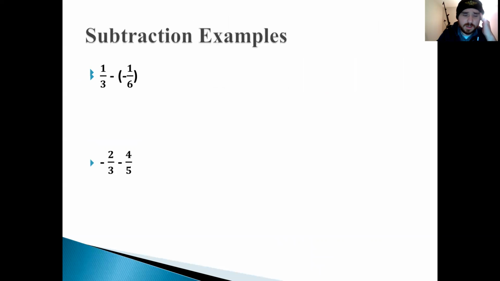Now, again, we're going to skip story problems, so we'll just go straight into what we've got on our actual note sheet. So here we have 1/3 minus -1/6.